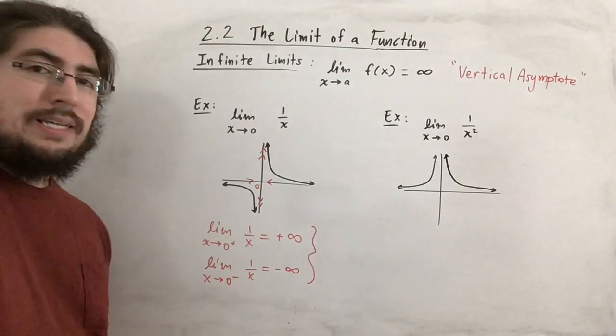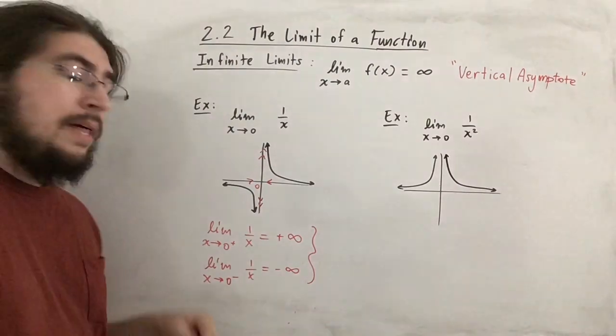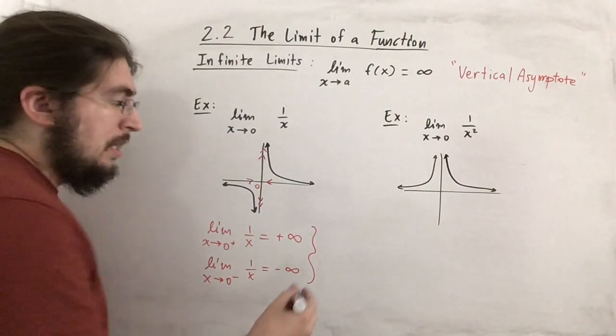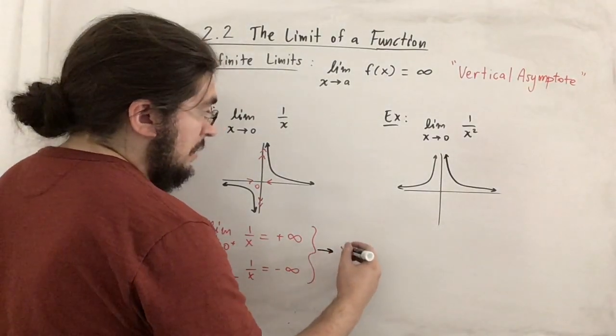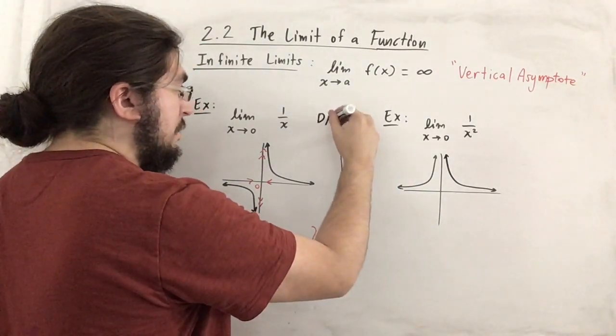And what does that tell us? It tells us that these two limits do not agree with each other. They do not approach the same infinity. So in fact, this limit doesn't exist. Let me write that here. This limit does not exist.